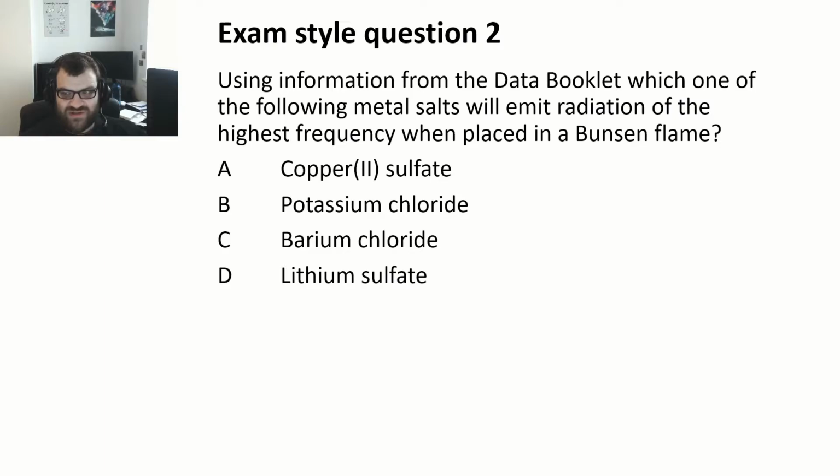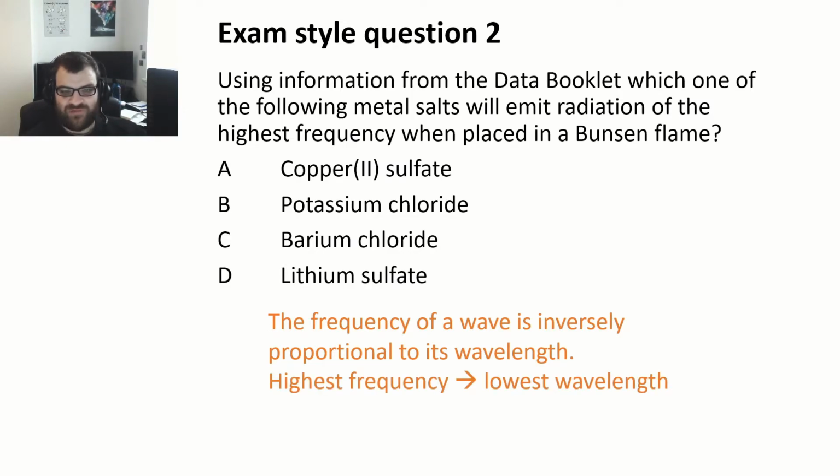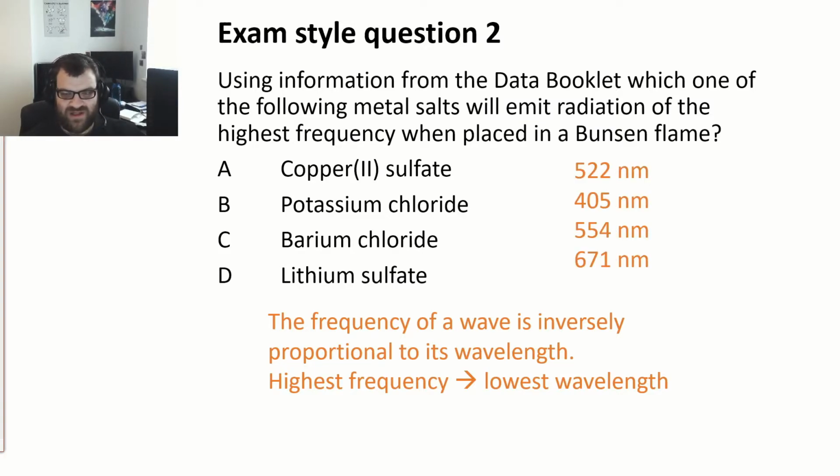This question is asking you to use the data booklet to find information that will help you determine which of these chemicals emits radiation of the highest frequency. And the data booklet will tell us information about the wavelength, and the frequency is inversely proportional to its wavelength. This means if we're looking for the highest frequency, that is looking for the lowest wavelength. We can look in the data booklet on page 16, which has the spectral lines and the flame colours. We're given the values of the wavelengths that correspond to each of the different metals within the samples, and we're looking for the lowest wavelength, which makes the answer B for this question.